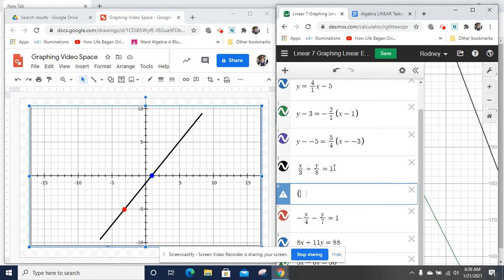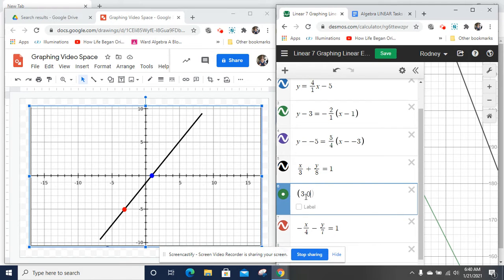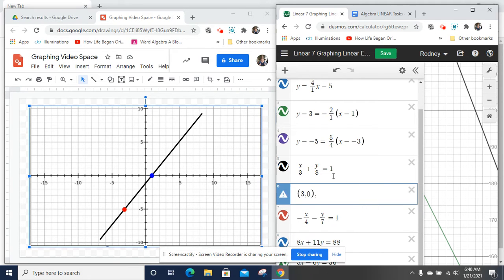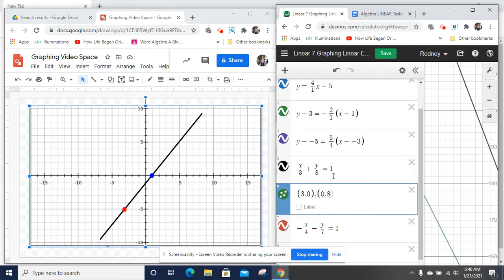Okay, so we first want to identify the points we can, and fortunately, the intercept form gives us 2 points we can identify. So if 3 is the denominator of x in this form, then 3 is the x-intercept. We have a point at (3, 0). And then 8 is the y-intercept. So we have a point at (0, 8).